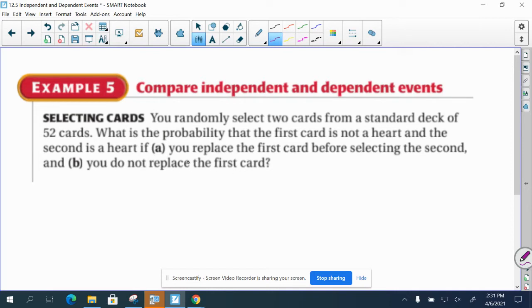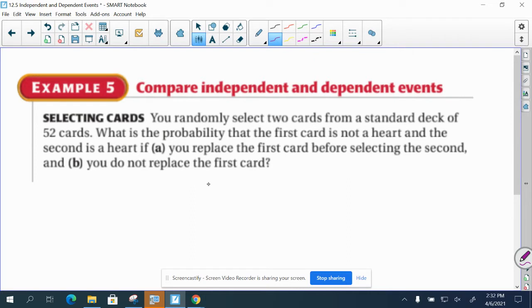So the big thing about this one, there's a lot of words here, but the first one is that you're taking a card and you're going to replace it. So that means the second time you pick a card, there are still 52 cards in the deck, including the one that you first selected. And therefore, the second time you pick a card, it's not going to be influenced by what you picked the first time. But if you don't replace it, then what you pick the second time is going to depend on or be affected from what you picked the first time.